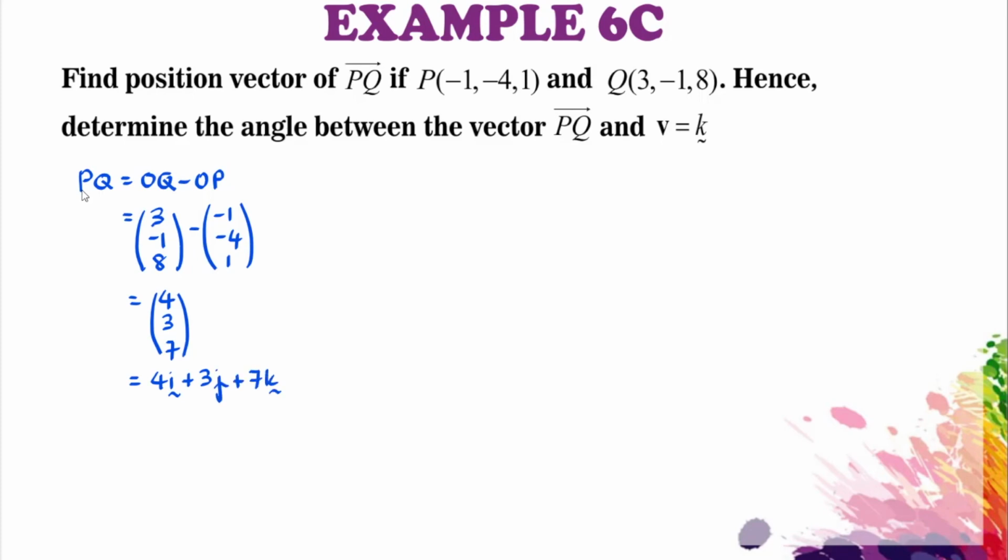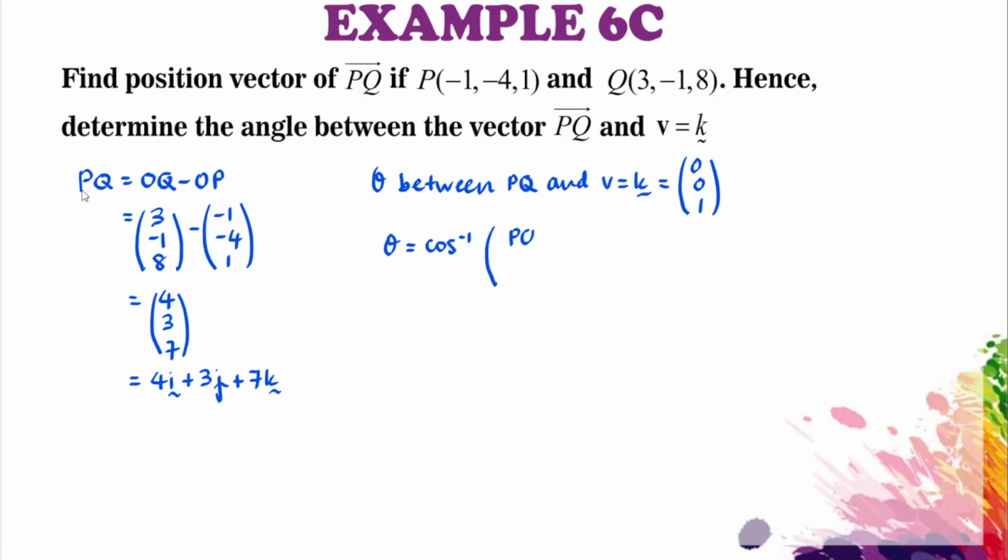And next, hence, determine the angle between vector PQ and V equal to k. As you know, V equal to k in coordinate form is 0, 0, 1. So theta will be equal to inverse cos of PQ dot V over magnitude PQ times magnitude V. So find the dot product of PQ and V first. We have 0 plus 0 plus 7, which is equal to 7.